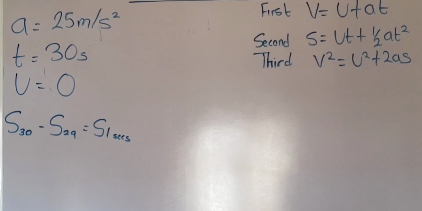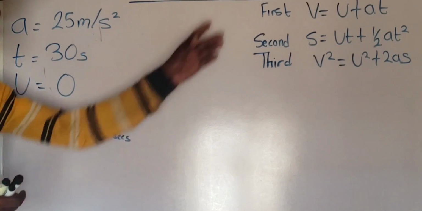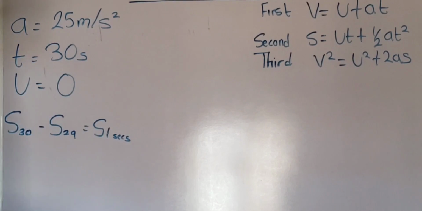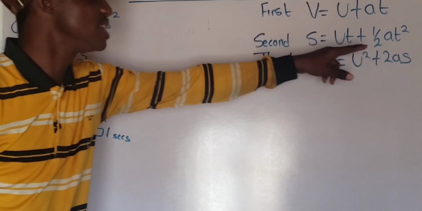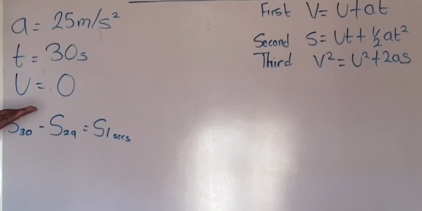Now, we've been given a, t, u. Okay, we have these three parameters. Now, we first have to determine the distance that is covered in 30 seconds. Okay, now how do we do that? Which of these equations are we going to use? We are going to make use of the second one because we have u, t, and we have a, and we have been given them. You understand?